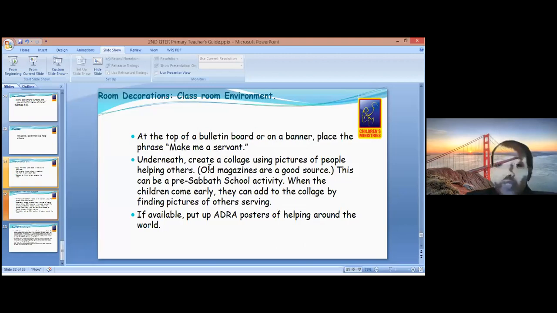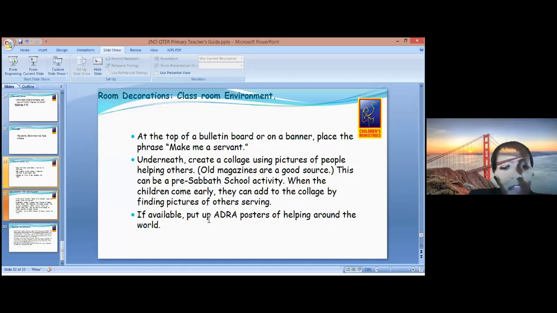Teachers, please do not read the lesson on Sabbath. Read this lesson in the course of the week. It will give you better planning so that you can know what exactly I'm supposed to do for my class. You can have these pictures, and as students are arriving in class, they can pin these pictures around so that they create that environment of people helping each other, of service. So this will help children learn better.